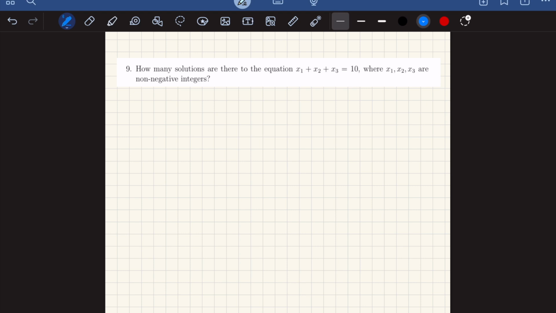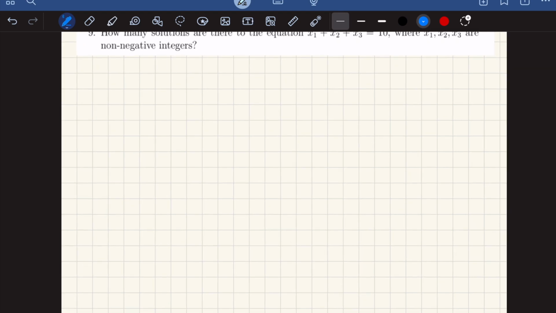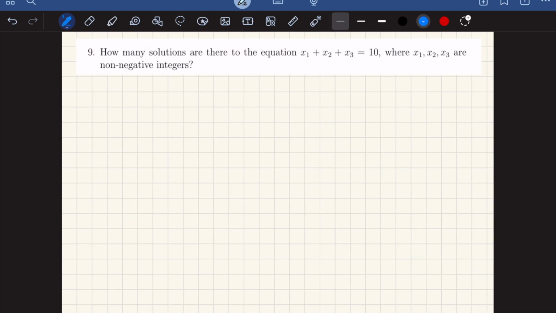So if that is clear, maybe you can try this question. You have an equation x1 plus x2 plus x3 equals 10, and the question is how many non-negative solutions there can be for x1, x2, x3.